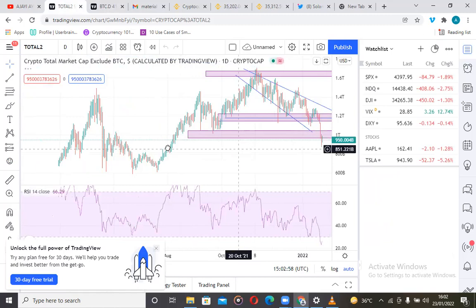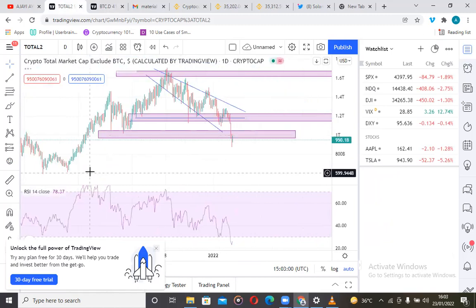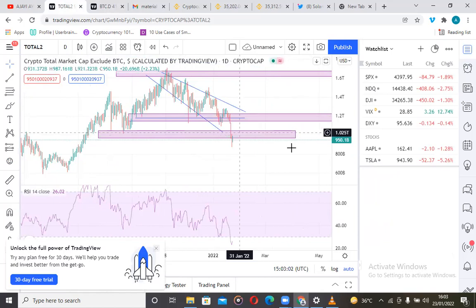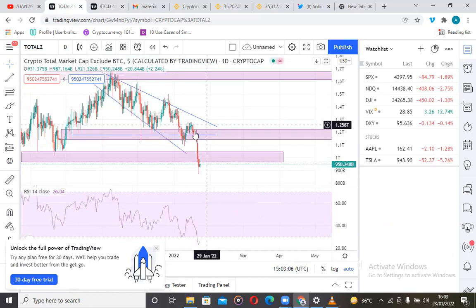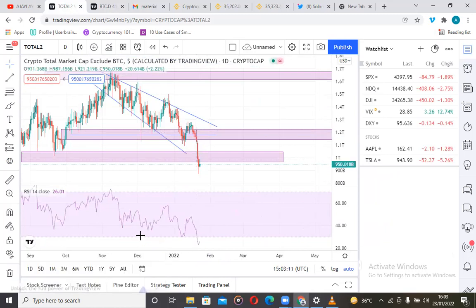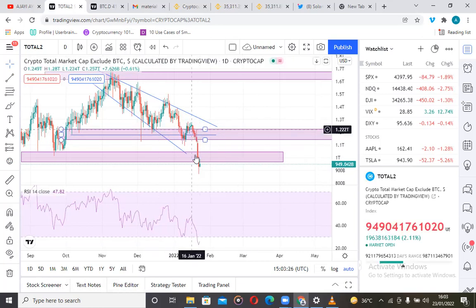Now this is the whole crypto market excluding what? Excluding BTC. I can see it is coming down. You can see all this range, it is coming down. So this is to tell you how it's coming down. The market is coming down gradually. That's why you are seeing the dip, and this one is going up.